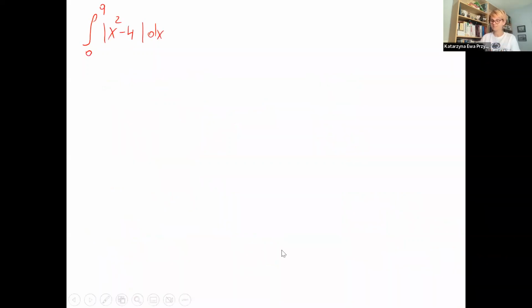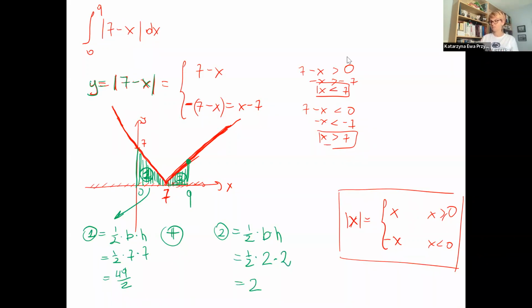So we will just add 49 over 2 plus 2, for 53 over 2. Okay, that means this is one way to do this. One way, especially when we have a straight line.